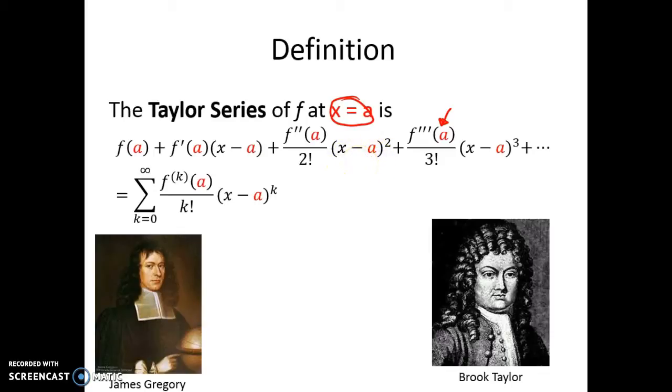So your new Taylor series still has the second derivative divided by 2 factorial with a 2 as an exponent, the third derivative divided by 3 factorial with a 3 as an exponent, except it's been shifted and it's not evaluated at 0 anymore, it's evaluated at a.